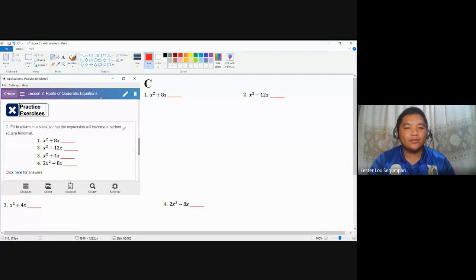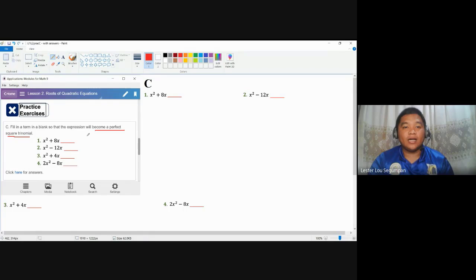Here, we are asked to complete this expression so that we could come up with a perfect square trinomial. As to why we need to get a perfect square trinomial, just wait. It will be covered by the next video. Don't worry about that one. We have here quadratic expressions. As you can see, we have x squared, x squared, x squared, and 2x squared.